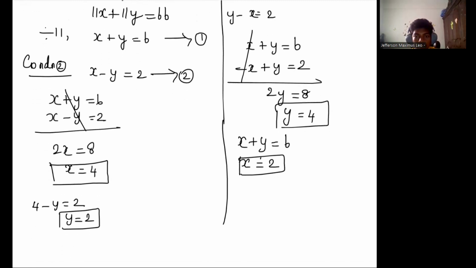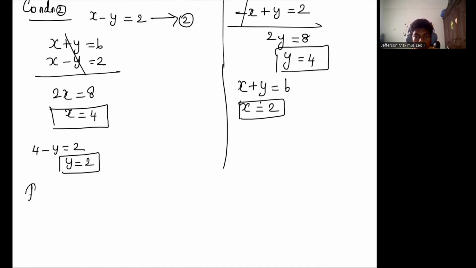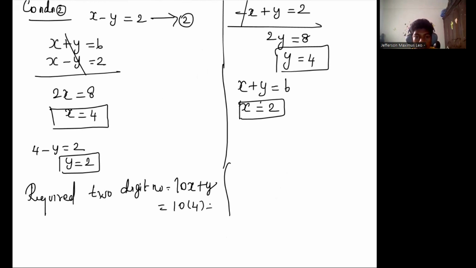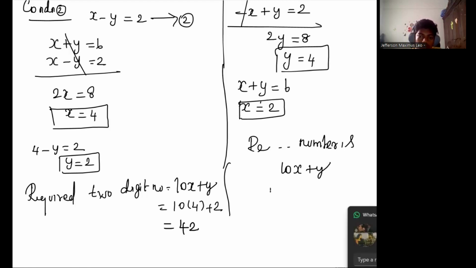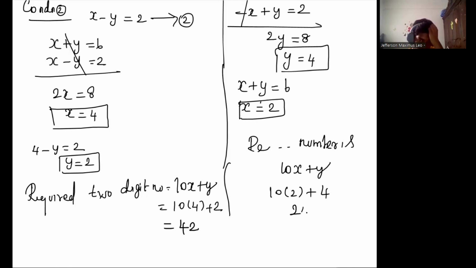From the first case, the required two-digit number: our number is 10x plus y. So 10 times 4 plus 2, 40 plus 2 is 42. In the second case, the required number is again 10x plus y. So 10 times 2 plus 4, 20 plus 4 is 24.